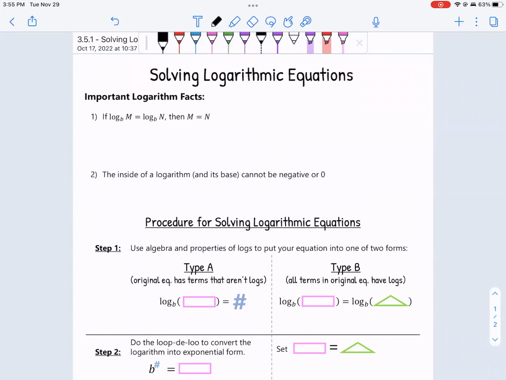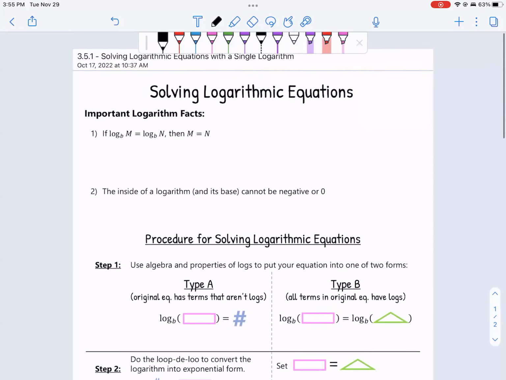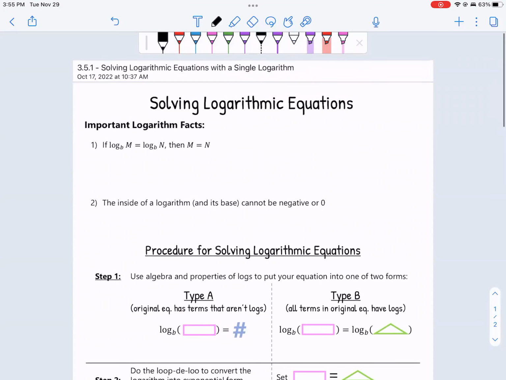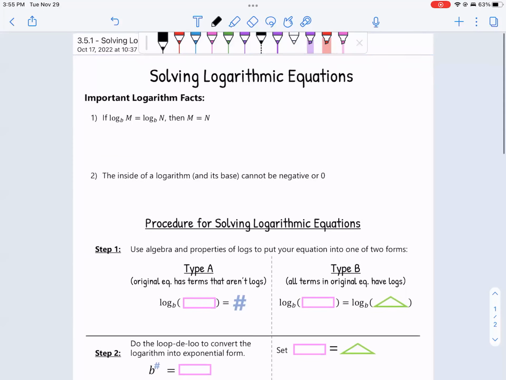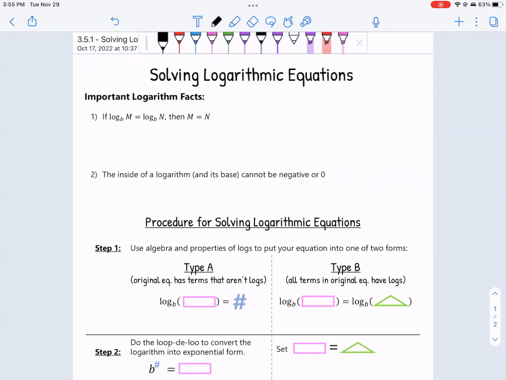Solving logarithmic equations. Technically this video is solving logarithmic equations with a single logarithm, but we have to talk about logarithmic equations as a whole before we can talk about a logarithmic equation with one logarithm. I'll be referencing this page in both this video and the next video, where I talk about logarithmic equations that have multiple logarithms. So both videos will have this page reference.